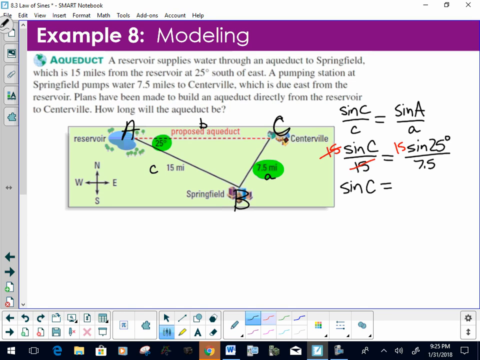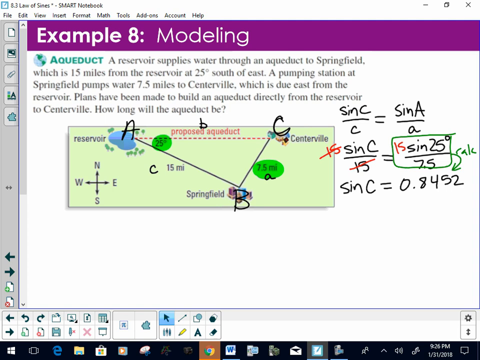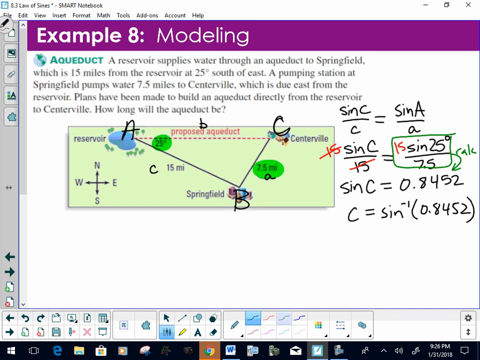I'm just going to put it in the calculator. 15 sine 25, and we're going to divide that by 7.5, and we get 0.84523. Again, that just came from crunching that in the calculator. And to find that angle C, we are going to do the inverse sine. And we get for angle C 57.7 degrees.